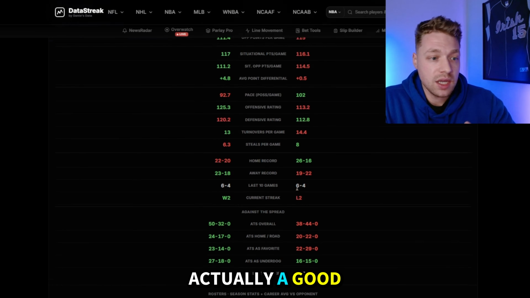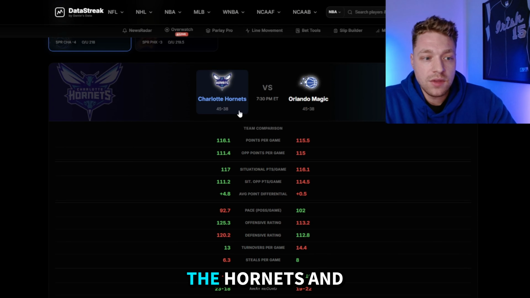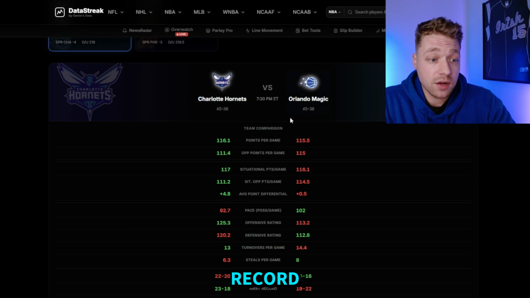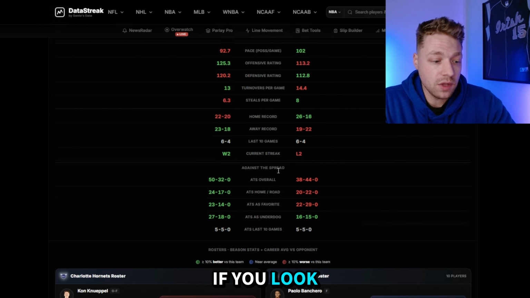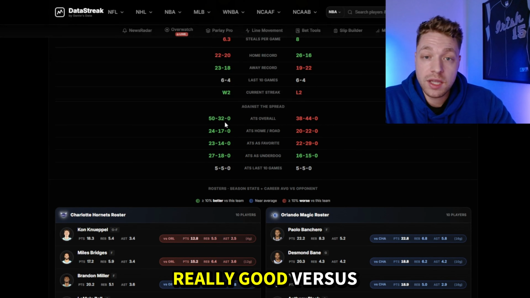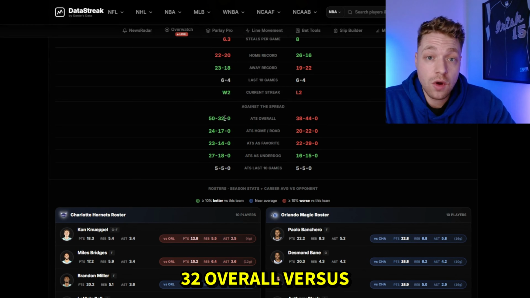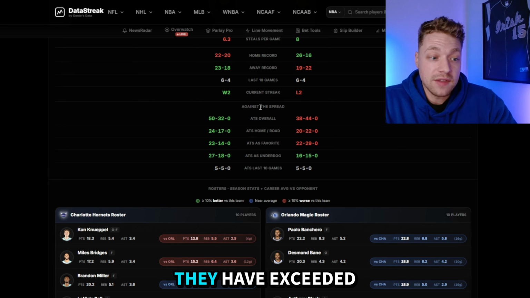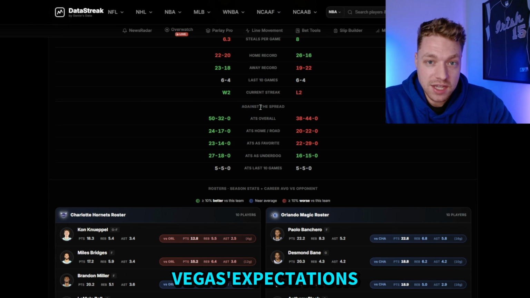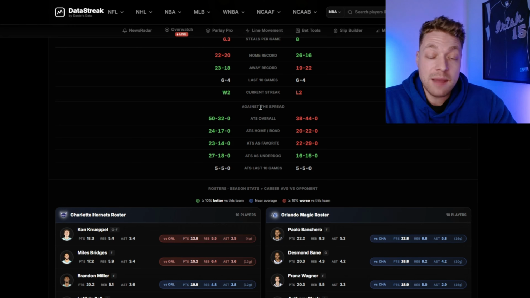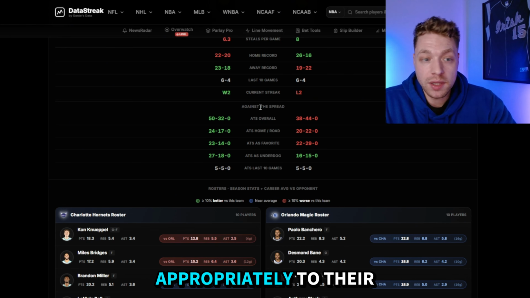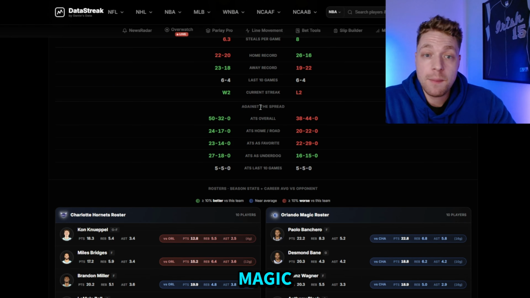And this is actually a good example because if you look here, the Hornets and the Magic have the exact same record. They're both 45 and 38. But if you look down here, the Hornets are really good versus the spread. They're 50 and 32 overall versus the spread, which is fantastic. That means they have exceeded Vegas's expectations, and Vegas has not been able to really adjust the line appropriately to their performance. But then you look at the Magic, they're 38 and 44 versus the spread.